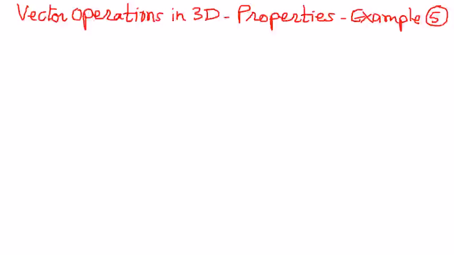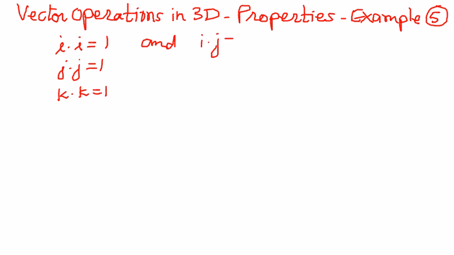Welcome to my presentation. In this presentation, let us show that I dot I is equal to 1. Let me write that. I dot I is equal to 1, J dot J is equal to 1, K dot K is equal to 1. And also, we want to show that I dot J is equal to 0, J dot K is equal to 0, and K dot I is equal to 0.